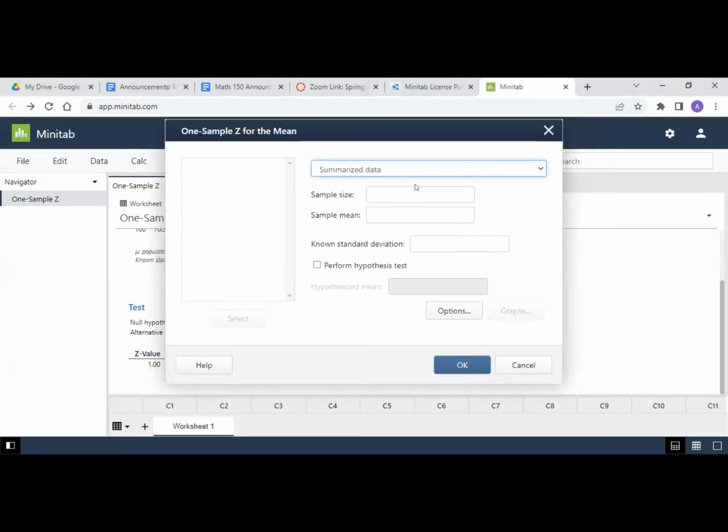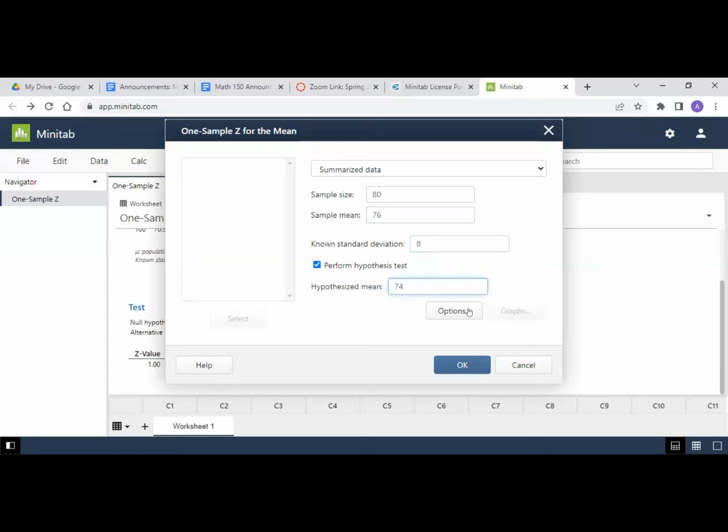And after that, you're basically doing the same thing, right? You're filling it in. You don't really have to memorize what to do because it's telling you to type in the sample size. Sample size is 80 this time. Type in the sample mean, 76, right? Known standard deviation is 8. Okay. We're clicking hypothesis test. The hypothesized mean is 74, right?